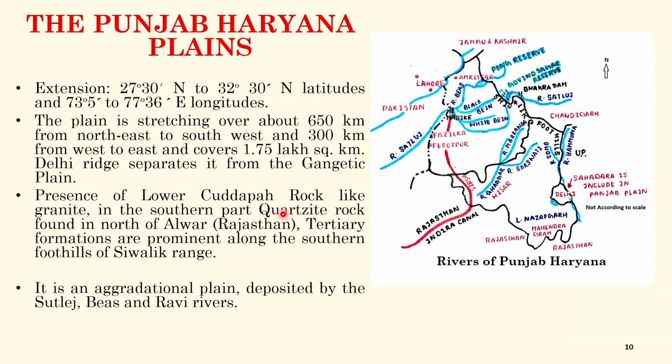Presence of lower Cuddapah rock like granite in the southern part, and quartzite rock found north of Alwar. Tertiary formations are prominent along the south foothills of the Shivalik range. It is an aggradational plain deposited by the Satluj river, Beas river and Ravi river. The naturally separated boundary of the Satluj, Beas and Ravi rivers can be seen here.